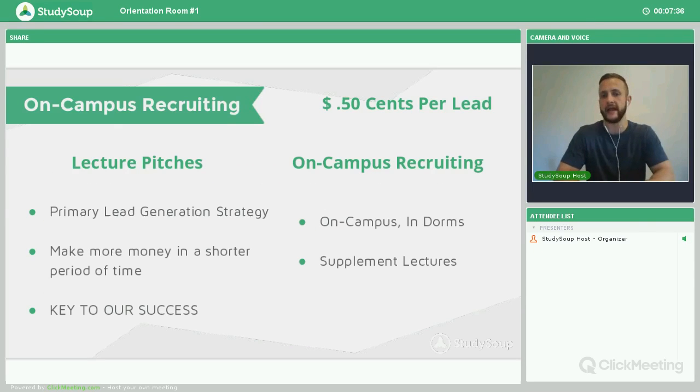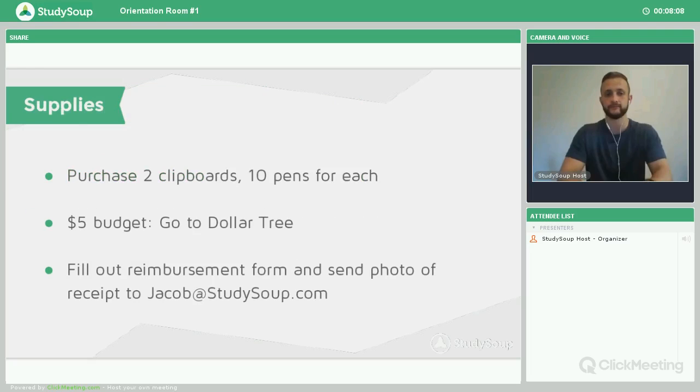So how do you really want to look at 50 cents per lead in terms of recruiting? You want to go to lectures, and you want to go on campus to get these leads, all right? Basically, what you want to do is evaluate your keys to success for how you're going to pitch inside of a lecture, make more money in a shorter period of time, and primary lead generation strategy, all right? You're going to apply those three dynamics inside of a lecture for your leads, and then on-campus recruiting in your dorms as the supplement to the lectures, all right? That is in terms of looking at those other forms of evaluating how to get leads.